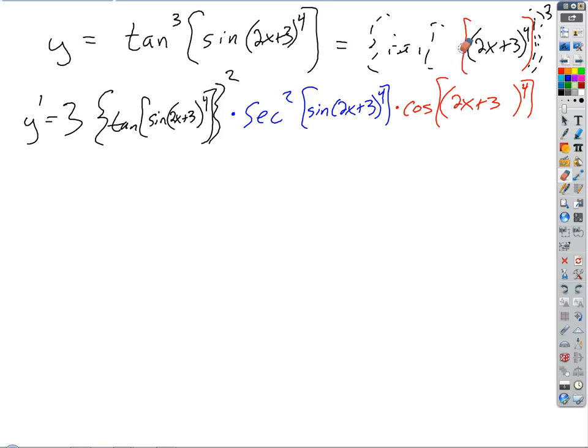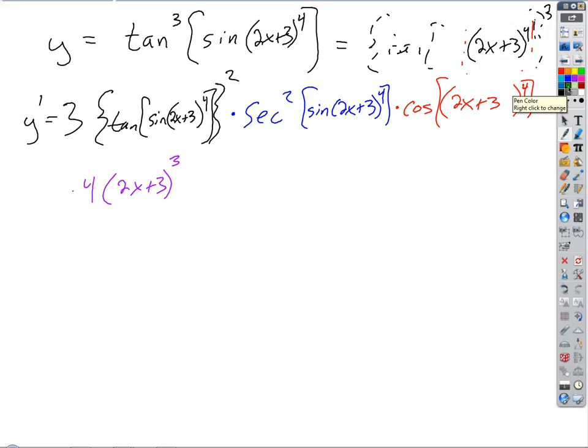and now what have we got? 4 times 2x plus 3 cubed. Now I've got that to the 4th, right? The derivative of that to the 4th is, what's the derivative of that to the 4th? 4 times that cubed, and that is just 2x plus 3.